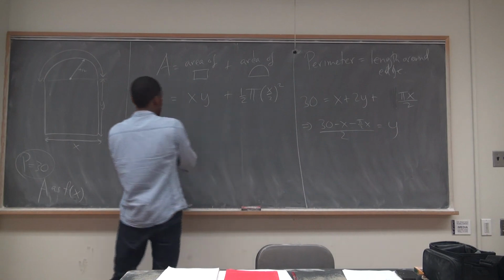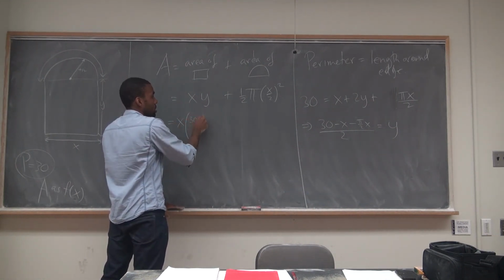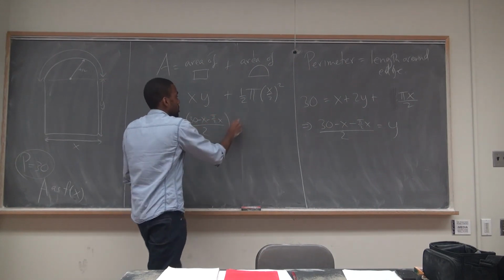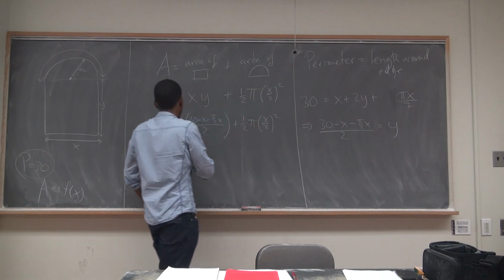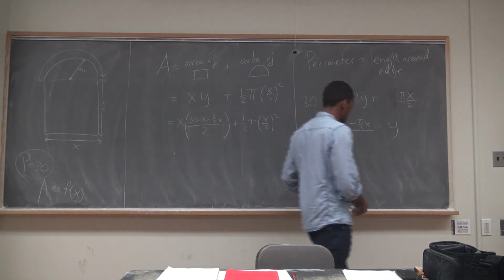And I can come back here and plug that in. So this is x times (30 minus x minus pi over 2 x) all over 2. So that's my area as a function of x.